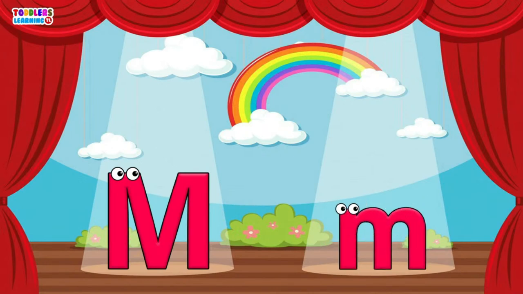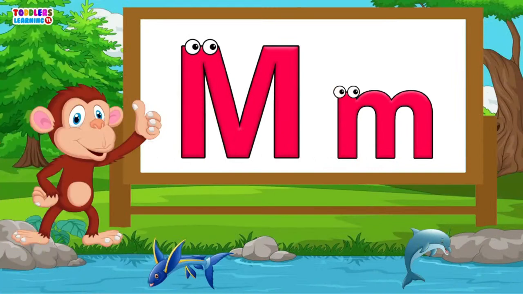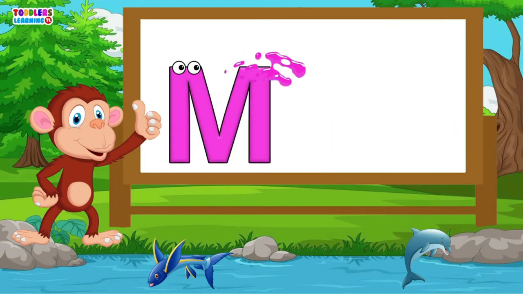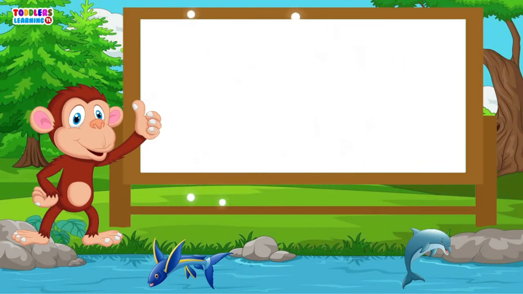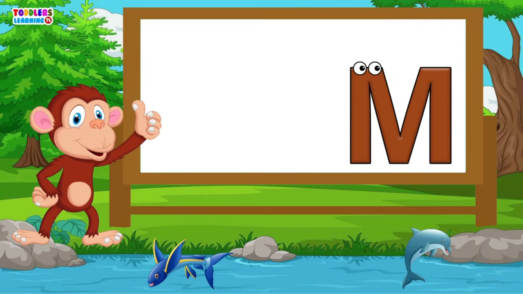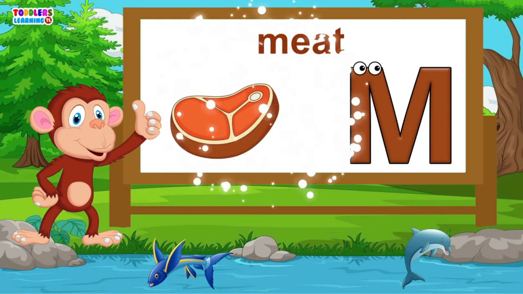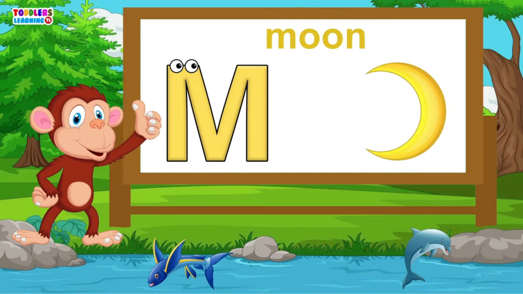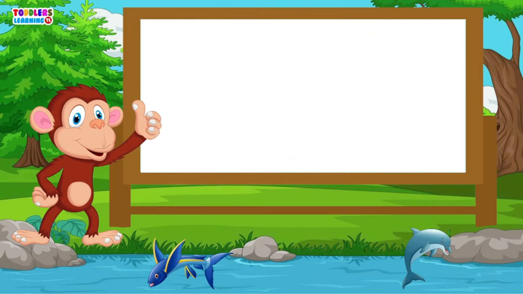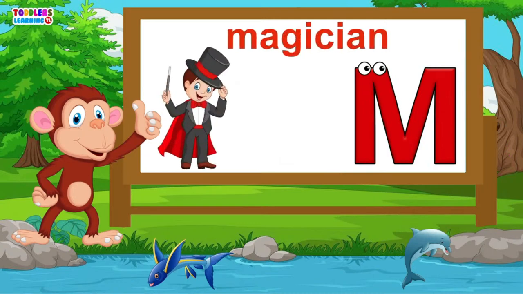This one is lowercase M. Today we will learn different words that start with letter M. M. The sound of M is M. M for mirror. M for meat. M for moon. M for magician.